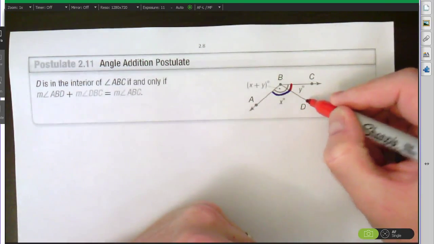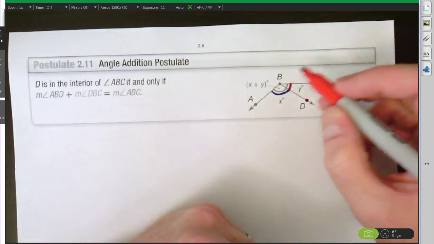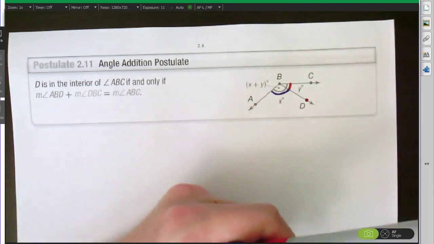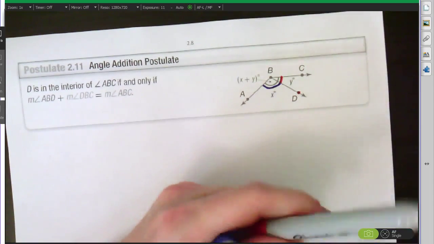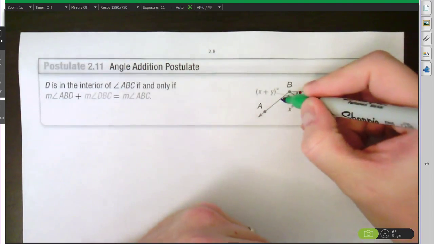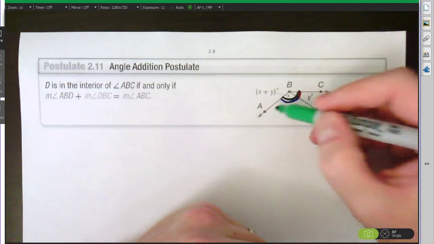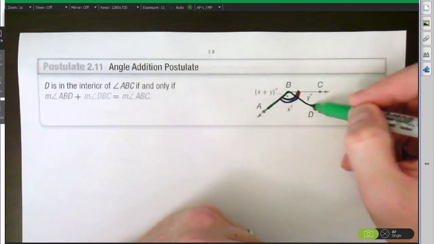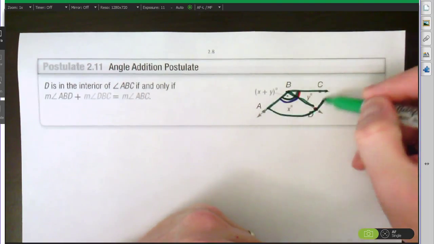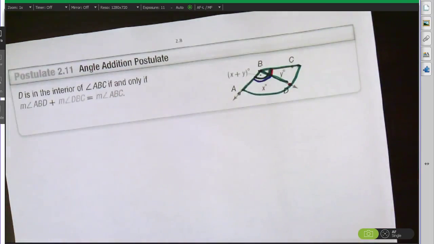The only way D is inside this angle is if the two parts add up to the whole measure, which hopefully is kind of common sense: this angle here plus this angle here add up to the whole angle because they are adjacent angles.